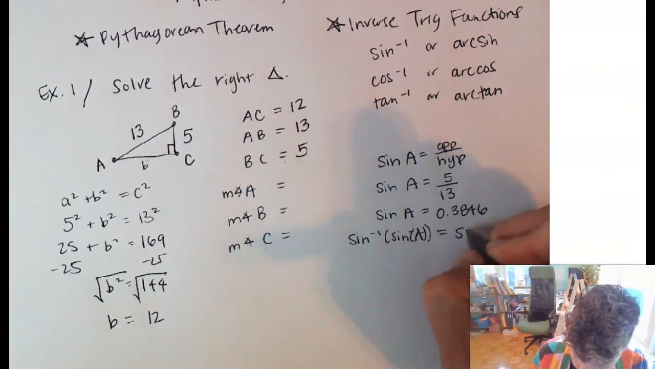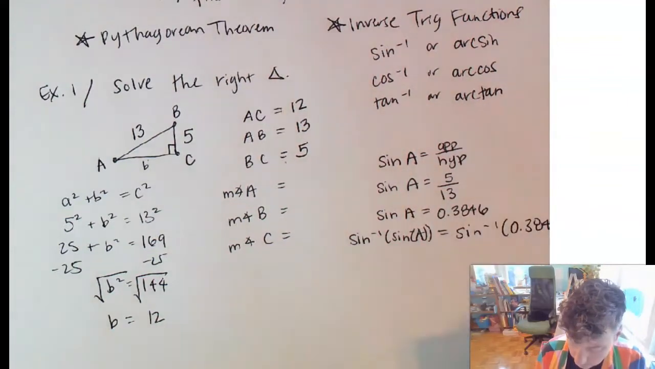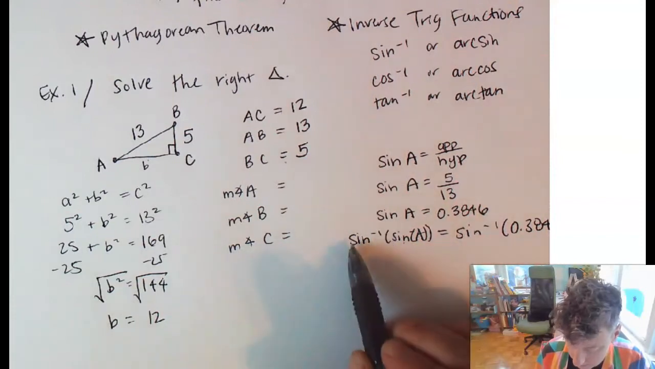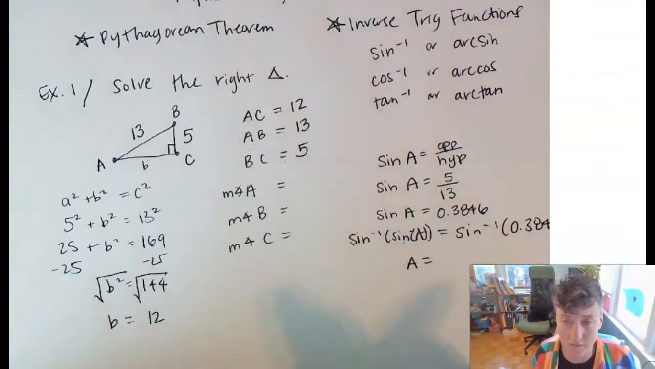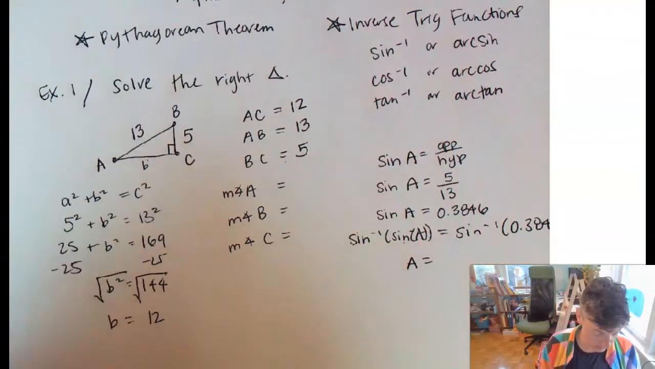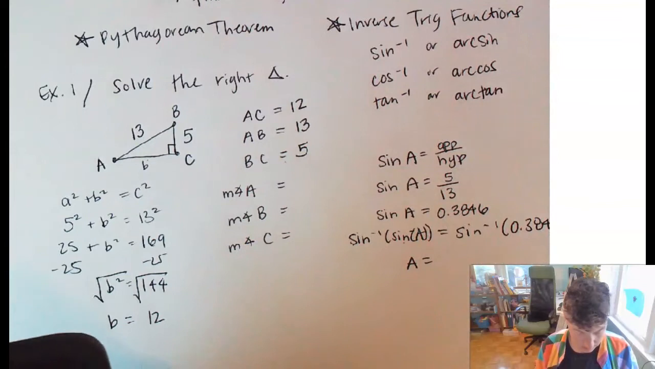The inverse sine of both sides. Okay, and when we do that, the inverse sine of sine will get A all by itself, which will mean the measure of angle A. And then we just use our calculator to find the inverse sine of that decimal. Let me bring up my calculator here.